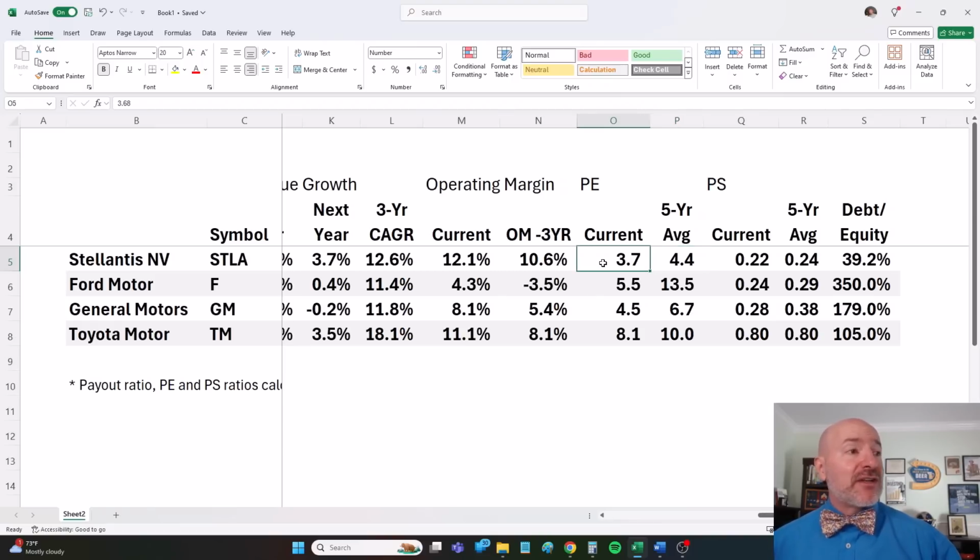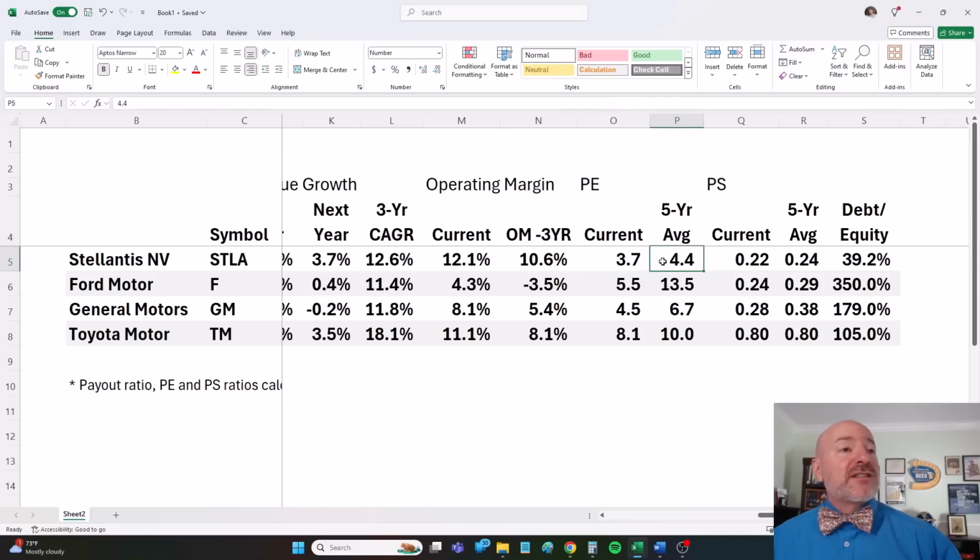Obviously, I think this is a result of some of the weakness they've had recently. The warning we saw in that Wall Street Journal article, the warning of industry problems, high industry inventory and lower prices. So investors have gotten more skittish, especially on Stellantis here. They're only willing to pay 3.7 times every dollar in earnings for Stellantis.